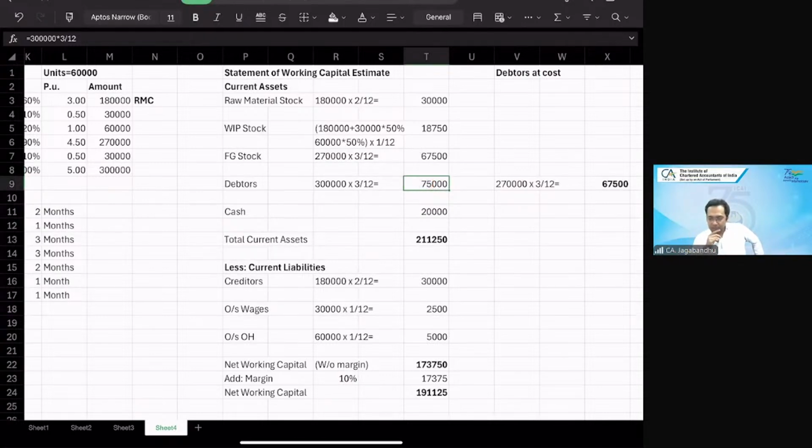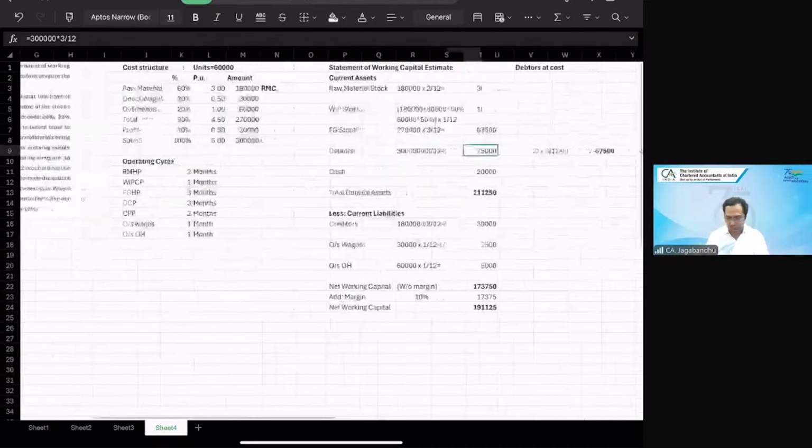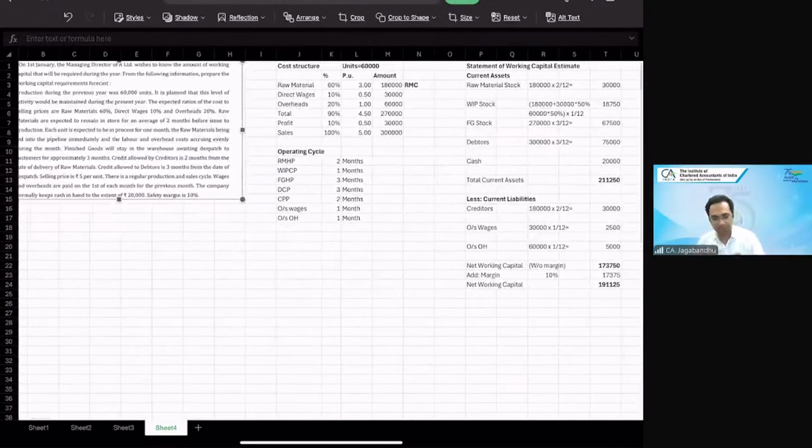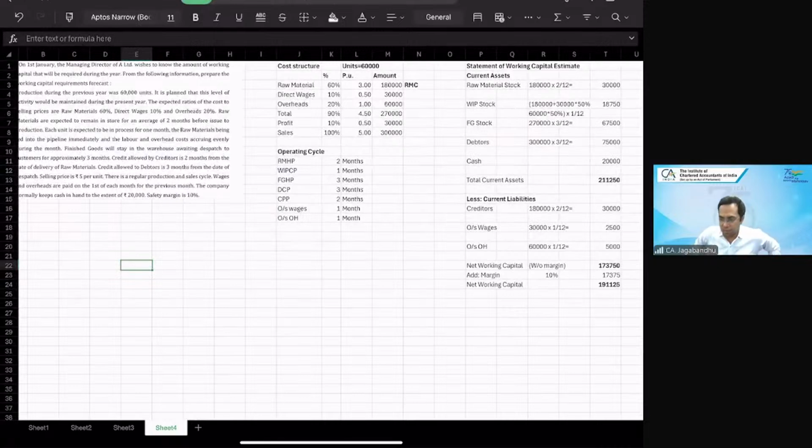Is this clear, everyone? Not the question, but the solution rather. Yes, are we good, everyone? Okay, then in that case, let's just take a break, guys, in between. Let's take a break now, some 10 minutes break, and then after that, we'll continue with some more questions on estimation of working capital. Okay, let's take a break, guys.